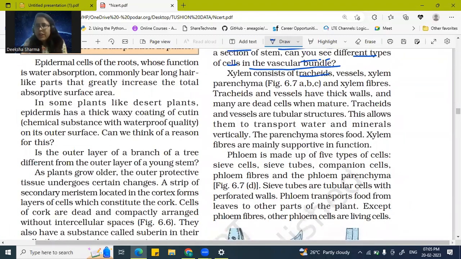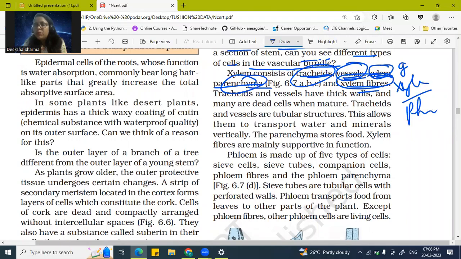Xylem consists of tracheids, vessels, xylem parenchyma, and xylem fibers. Now we were talking about group of cells which coordinate among themselves to perform a common function. So these are the cells: tracheids, vessels, xylem parenchyma, xylem fibers. When you are asked difference between xylem and phloem, तब भी तुम इन पॉइंट्स को लिस्ट आउट कर सकते हो. The xylem is made up of these cells.